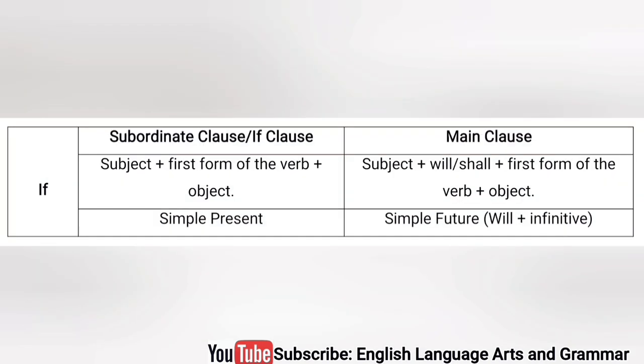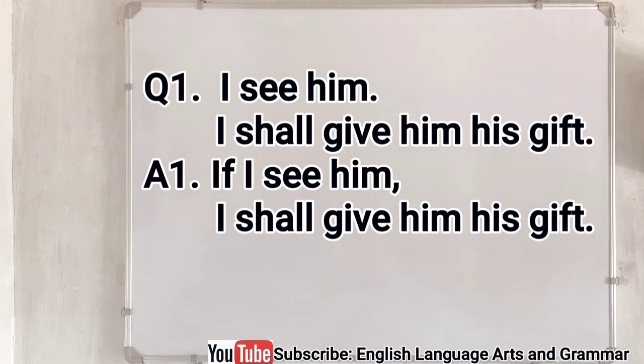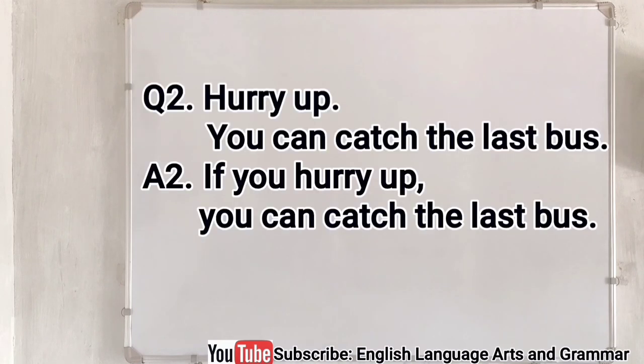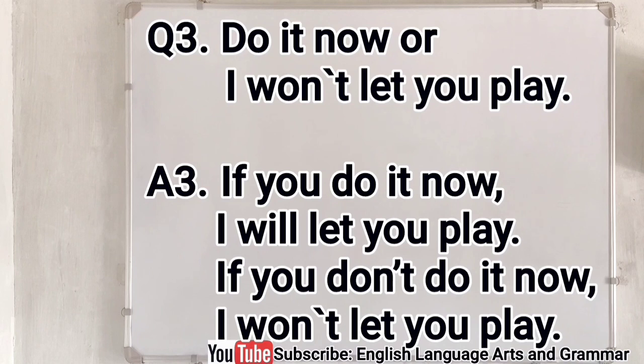Let us learn some examples by using the simple present plus simple future formula. Question 1. I see him, I shall give him his gift. If I see him, I shall give him his gift. Question 2. Hurry up, you can catch the last bus. If you hurry up, you can catch the last bus. Question 3. Do it now, or I won't let you play. If you do it now, I will let you play. We can also express this in another way. If you don't do it now, I won't let you play.